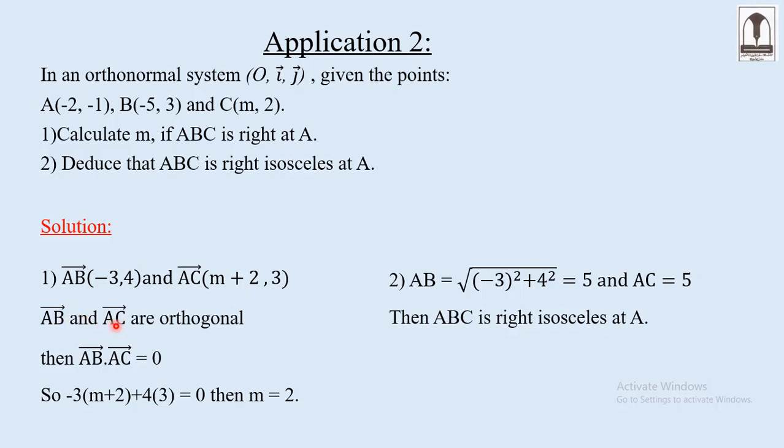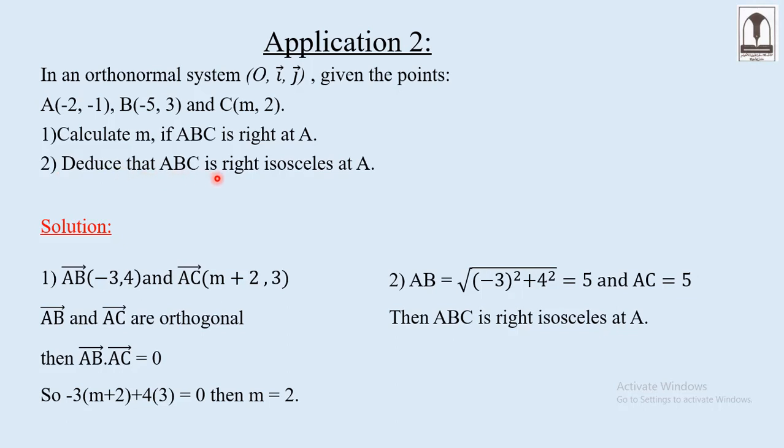So, since AB and AC are orthogonal, then AB scalar AC is equal to 0. So, xx prime plus yy prime is equal to 0. We have an equation with one unknown, which is M. Then we can find M. M is equal to 2.